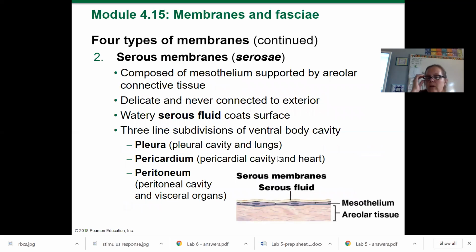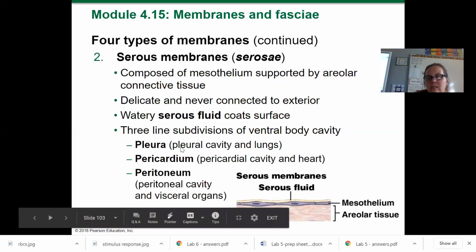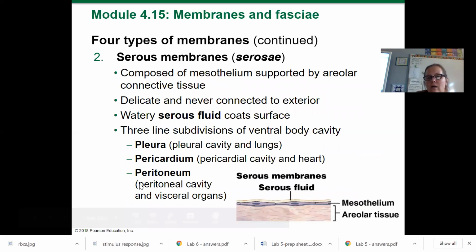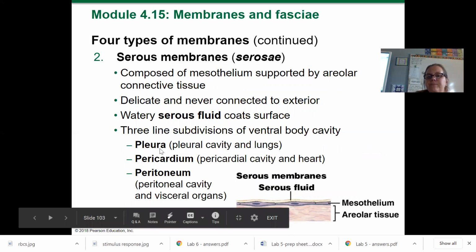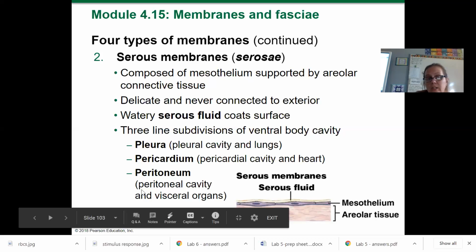Serous membranes. We talked about this when we looked at the cavities in lab. These have a watery serous fluid that coats the surface. There are divisions that go along the cavity lines. Like pleura, the serous membranes along the lungs, pericardium along the heart, and peritoneum, the abdominal cavity and visceral organs.